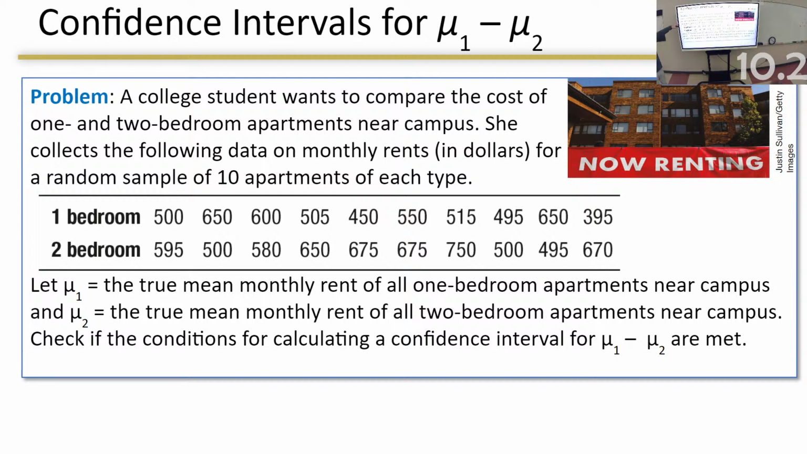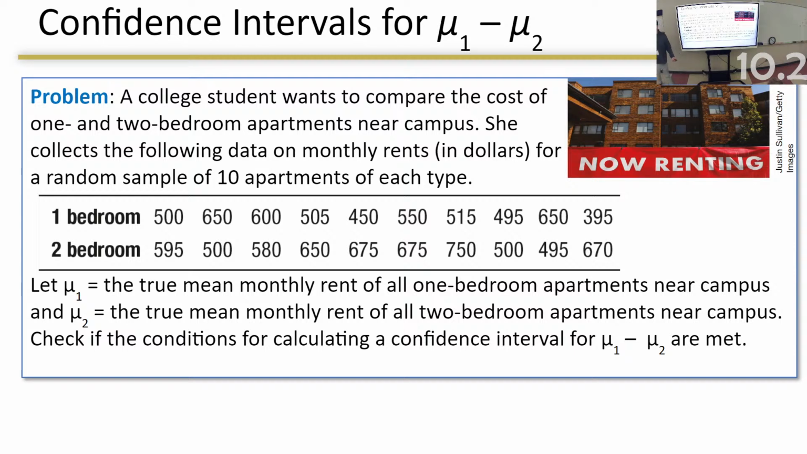A college student wants to compare the cost of 1 and 2 bedroom apartments near campus. She collects the following data on monthly rents in dollars for a random sample of 10 apartments. Dadgummit, she didn't get 30. So we're going to have to graph those 10 and graph those 10. The easiest way I think to do that is put one of these in L1 and one in L2 and graph them both at the same time. Second y equals, turn one of the graphs on L1 and another graph on L2. Zoom 9 it, and it shows both of them. Okay? Mu 1 be the true mean of 1 bedroom, and mu 2 be the true mean of the 2 bedroom.